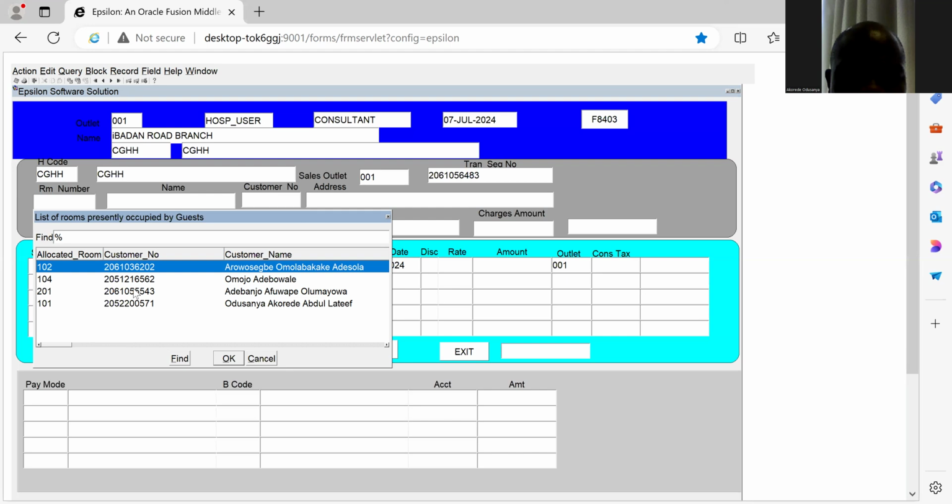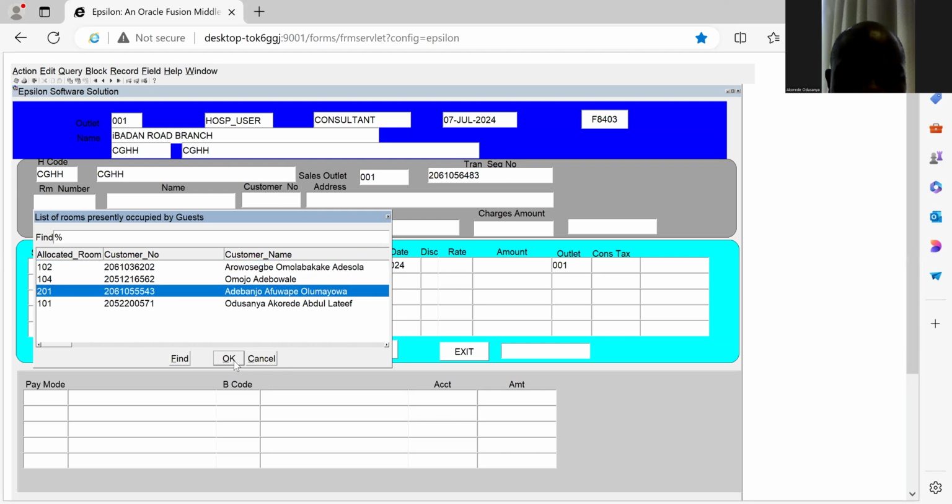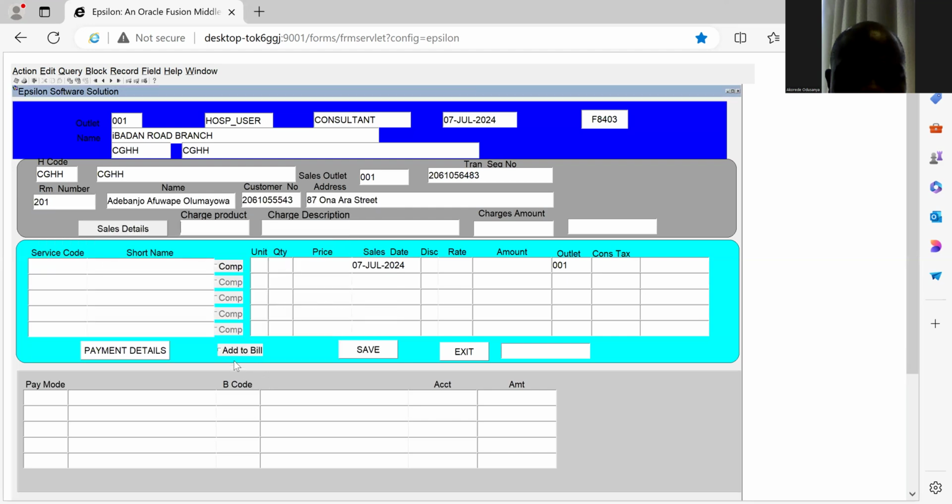So I want to use the last person that just checked in. Our kitchen now. Now there's something here, charge product. If you charge for providing room service, the charge amount comes up there. So all the charges that we have there will come up. Now there's no charge defined in this hotel for giving room service. So leave it blank.